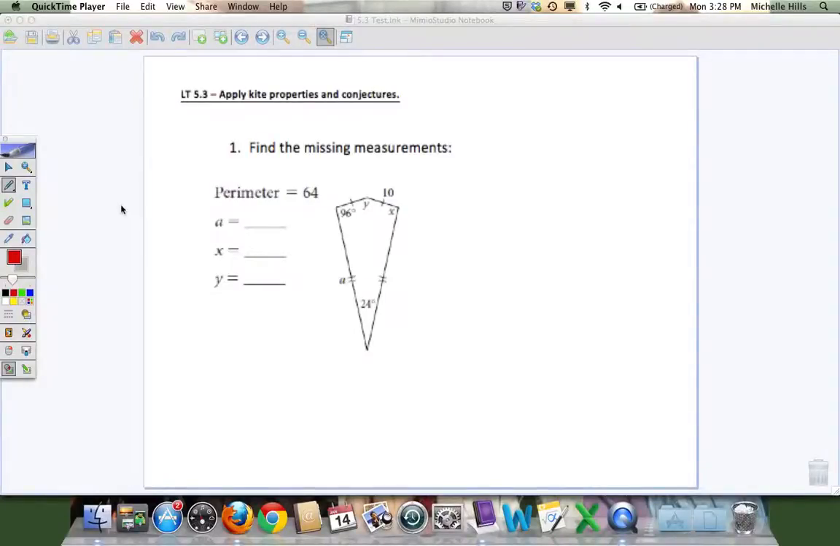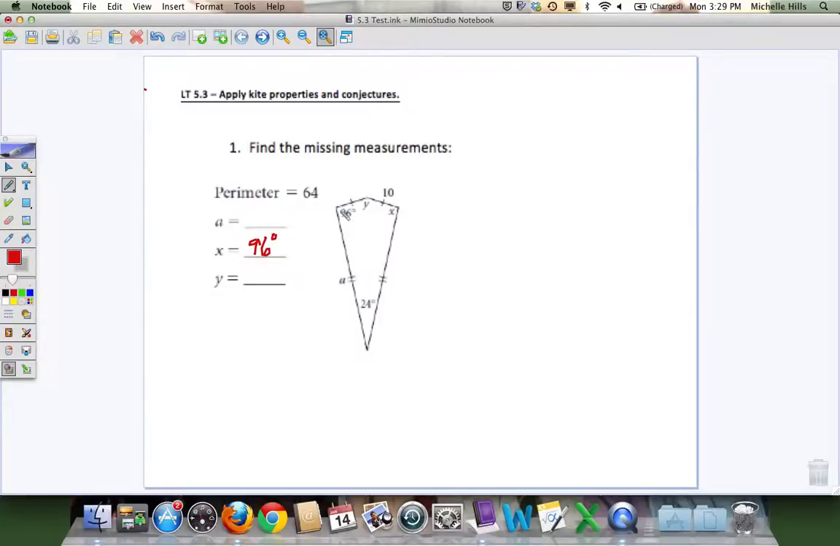So when I'm looking at this kite, I need to think about what I know about the relationships between the sides and the angles. Now, X is the only thing I don't have to show any work for on here because this angle and this angle, these opposite angles on a kite, are congruent to each other, the non-vertex angles. So, if this is 96 degrees, X is also 96 degrees, and I don't have to show any work for that. From this point on, I need to show work.